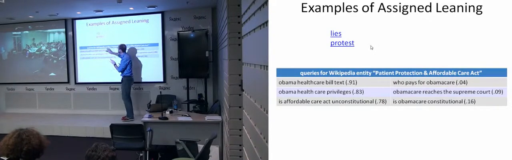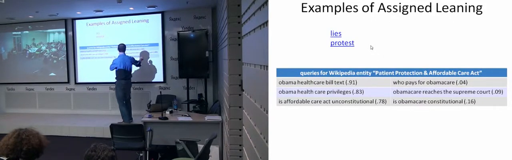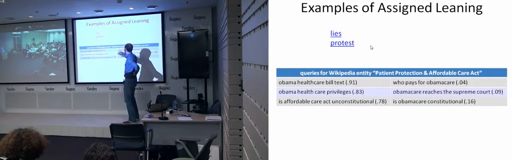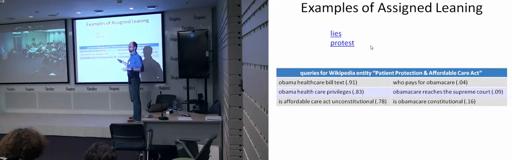Now, here what you see, these are queries with their leaning. So a leaning of 1.0 for us is fully left. A leaning of 0.0 is fully right. And these are queries that all map to the Wikipedia entity, Patient Protection and Affordable Care Act, also known as Obamacare.